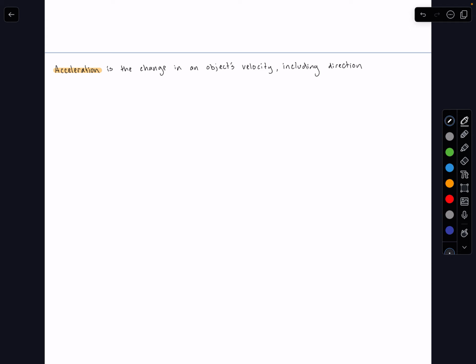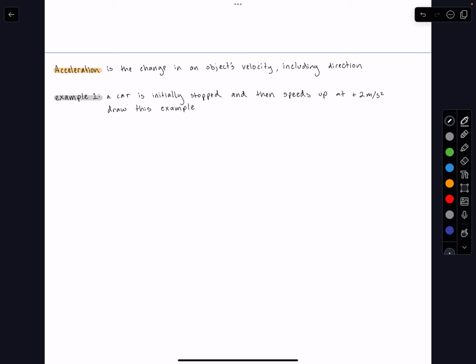And a bit more of an intuitive way to think about acceleration is if something is speeding up or slowing down. So I think moving straight into my first example will give you a good idea of what acceleration is. So let's start with example 1. So you have a car, and the car is initially stopped, and we can say in this example it stopped at maybe a stop sign. And then it speeds up at positive 2 meters per second. So let's draw this example.